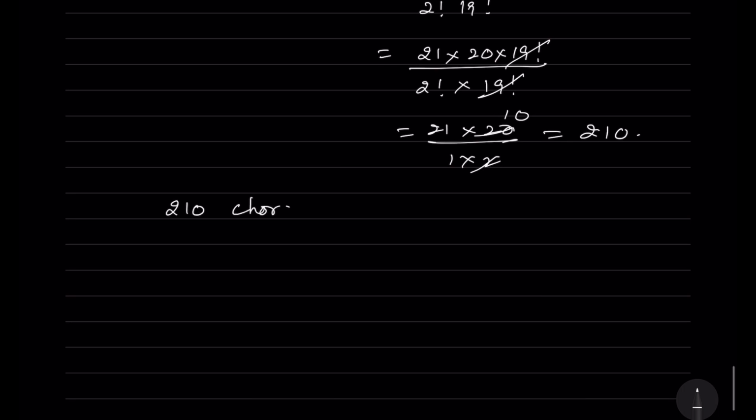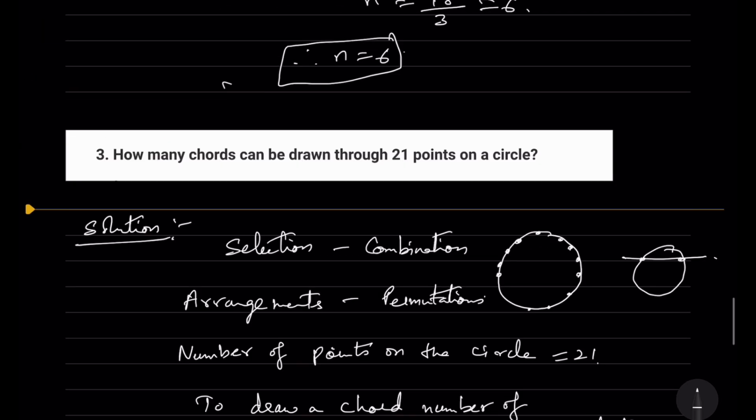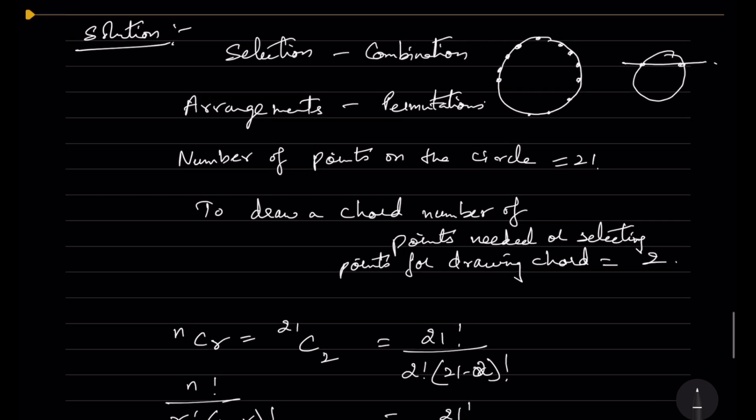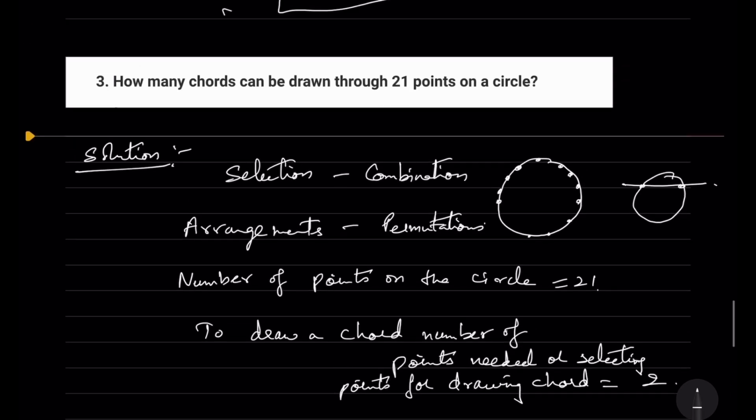So 210 chords can be drawn through 21 points of a circle. So here you can see how many chords and how we can draw.